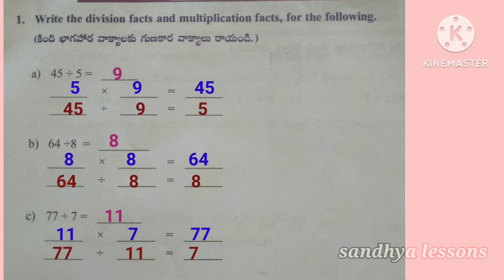B. 64 divided by 8 is equal to 8. 8 into 8 is equal to 64. 64 divided by 8 is equals to 8. C. 77 divided by 7 is equals to 11. 11 into 7 is equals to 77. 77 divided by 11 is equals to 7.